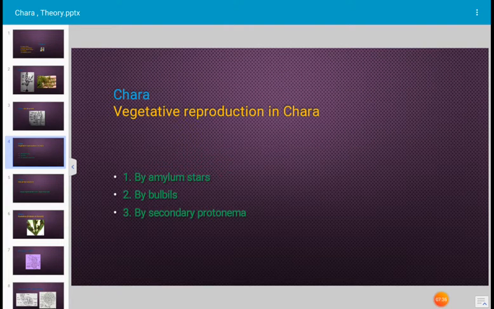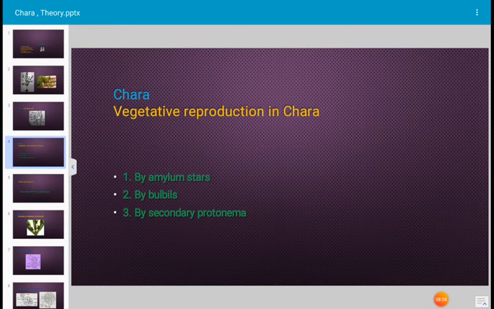Let us see vegetative reproduction by formation of secondary protonema. These secondary protonema are also outgrowths which occur on nodal regions of the plant. These structures are called secondary protonema. The secondary protonema detach from the main plant and grow into a new plant of Chara. This is also vegetative reproduction, by formation of secondary protonema.